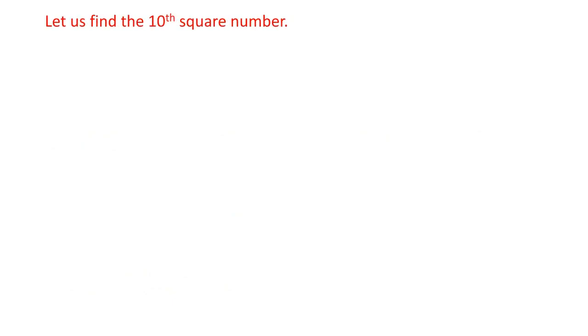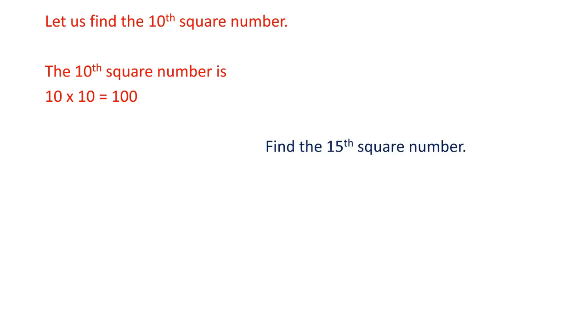Now let us do some examples and find the 10th square number. The 10th square number is 10 cross 10, that is equal to 100. If I ask you to find the 15th square number, yes, we'll multiply 15 into 15, that will give you 225. So I hope square numbers are quite clear to you all, and you can find any square number.